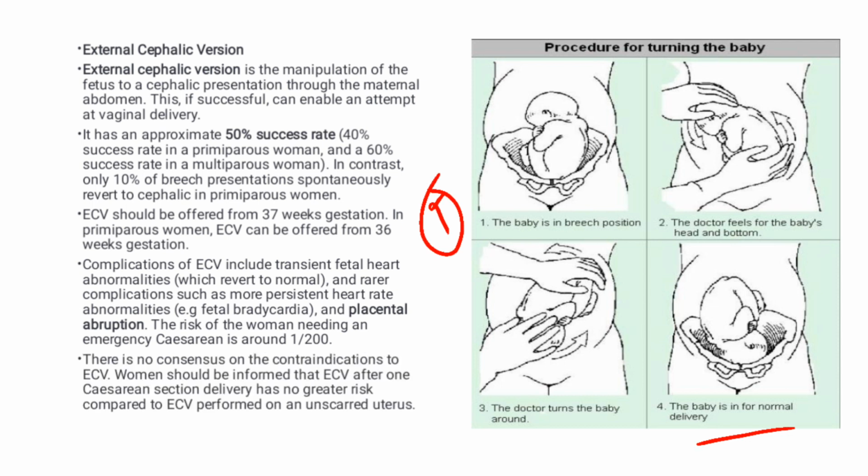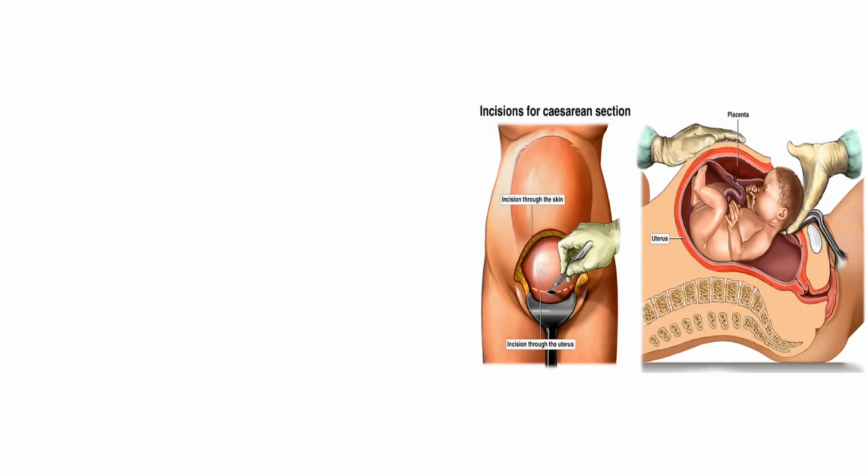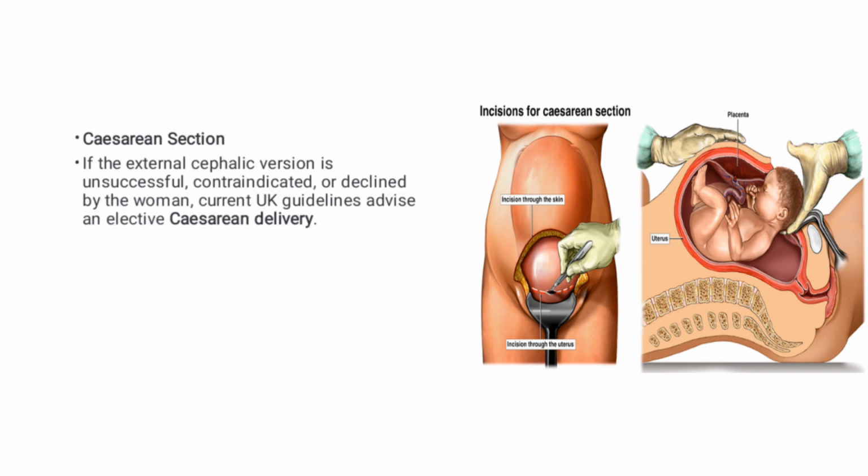So there is no consensus on the contraindications to ECV. Women should be informed that ECV after one cesarean section has no greater risk compared to ECV performed on a non-scarred uterus. Okay, then for C-section: if the external cephalic version is unsuccessful, contraindicated or declined by the woman, of course, current UK guidelines advise an elective C-section.